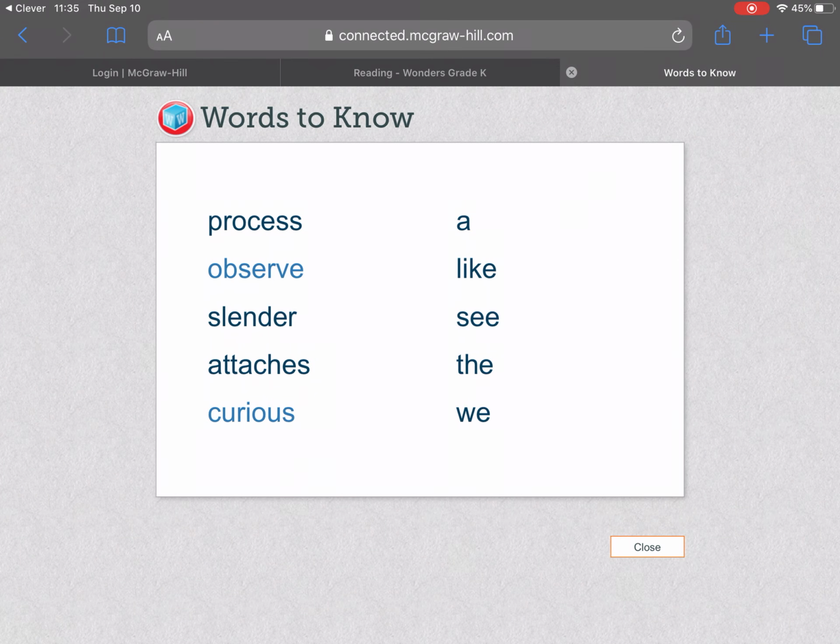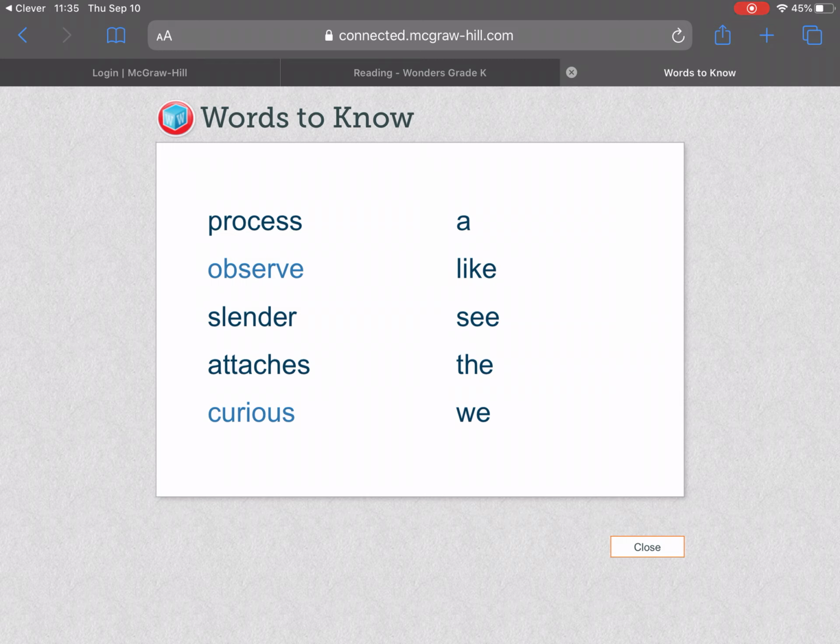Hey guys, welcome back. So we have been talking this week all about bugs, those creepy, crawly, all different types of bugs. And we're going to read a new story today about bugs. But before we do that, we need to go over our other 3 vocabulary words.